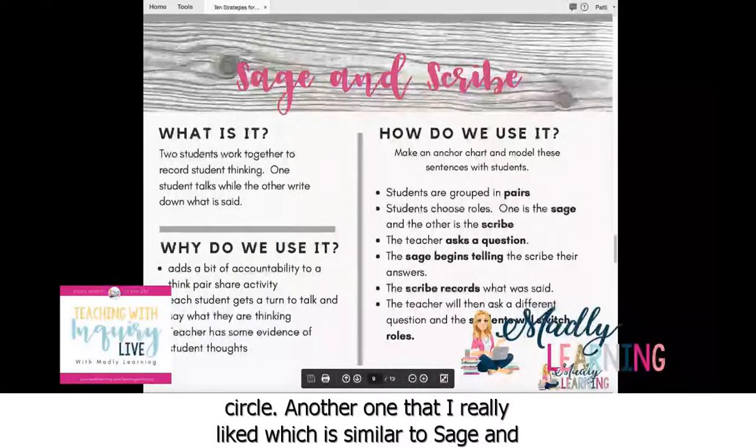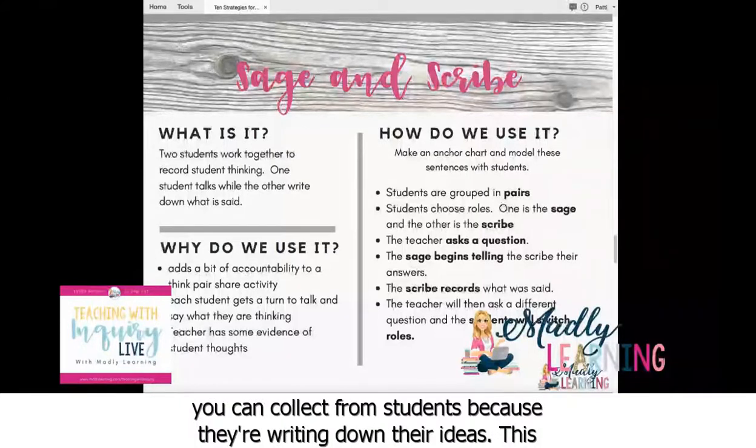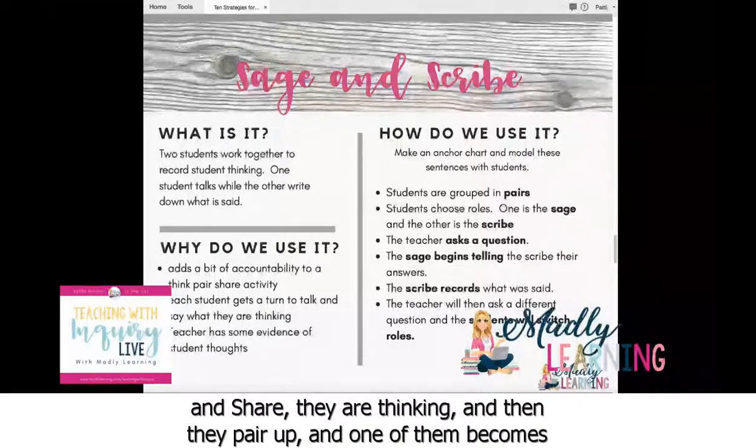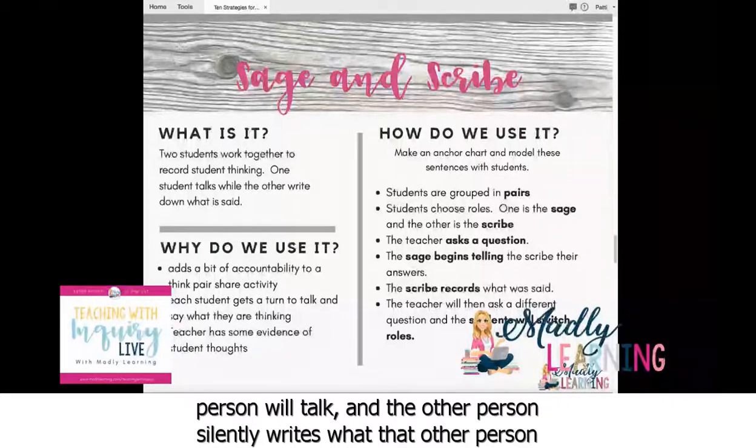So another one that I really liked, which is similar to Sage and Scribe, except the bonus for this one is that you actually have some data that you can collect from students because they're writing down their ideas. So this one, you still have two partners working together, except instead of think, pair, and share, they are thinking, and then they pair up, and one of them becomes the sage, the talker, and the other one is the scribe, the writer. So the one person will talk, and the other person silently writes what that other person says.